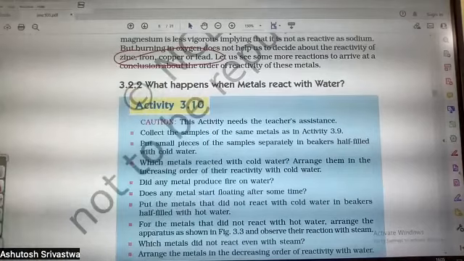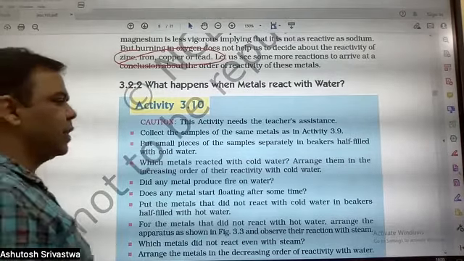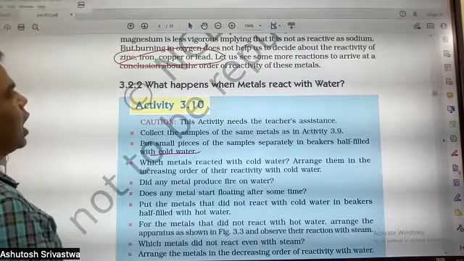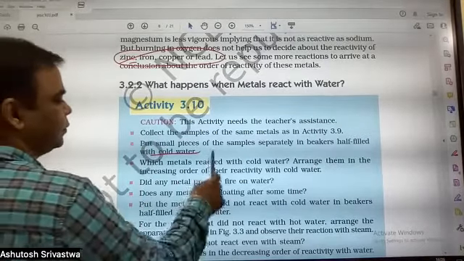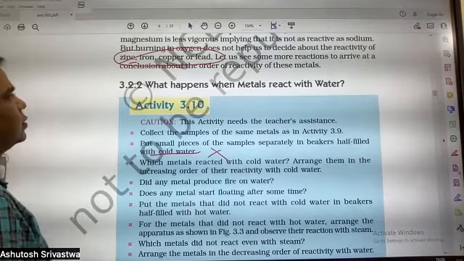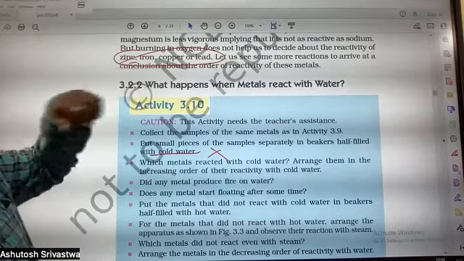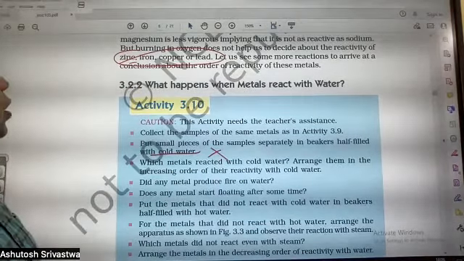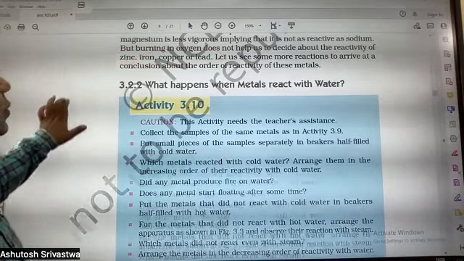Now, put some pieces of samples in a beaker half filled with cold water. Which metal reacted with cold water? Out of these four, none. If we talk about sodium, it will react. So, to react, the order between these metals. Which metals are they talking about? First of all, let me understand.